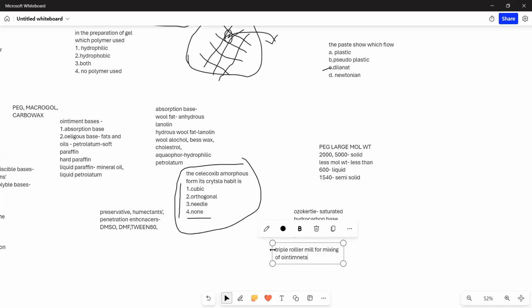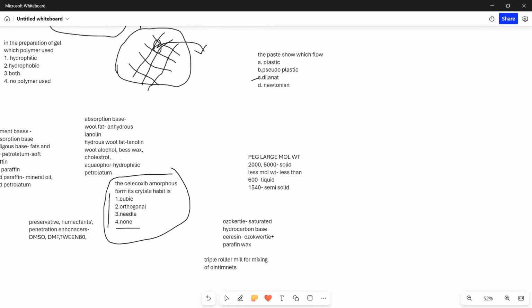Are there any doubts in the ointments? Anyone has any doubts in the ointments?